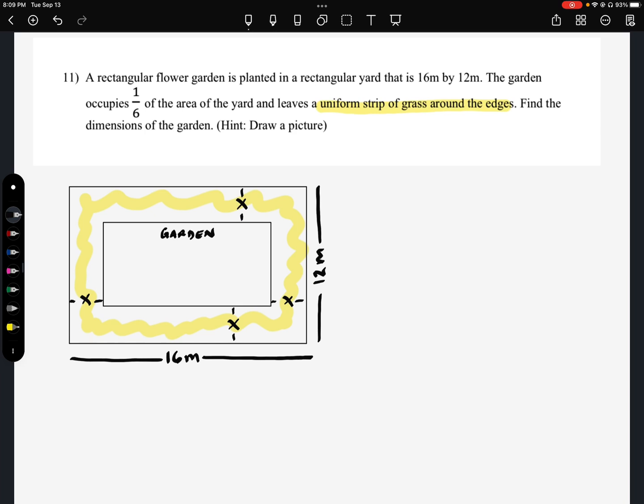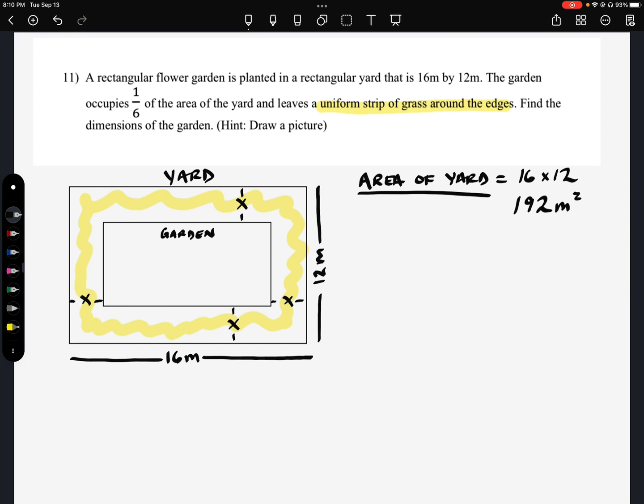So what we're looking at with this one is that the garden occupies 1/6 the area of the yard. We can figure out the area of the entire yard, because its dimensions are 16 by 12. So the area of the yard is going to equal 16 by 12, which gives us 192 square meters. That is our area of the yard.